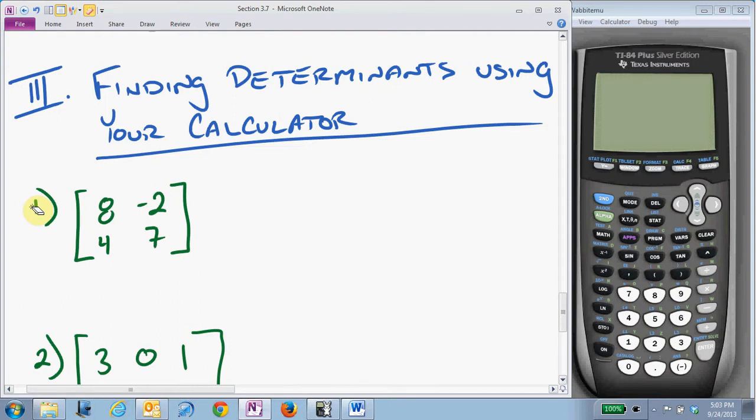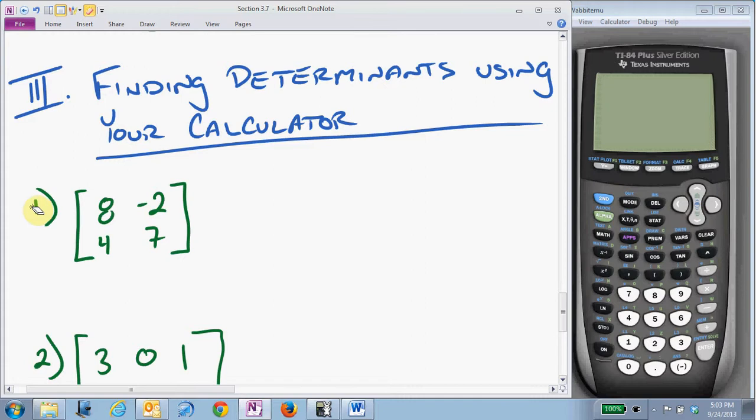This is section 3.7, part 4, where we are going to learn how to find determinants using our calculator. Up to this point, I had you finding determinants by hand. On all tests, quizzes, and homework, you have to do it by hand. The reason I'm showing you how to use a calculator is so you can easily check to see if you did it correctly or not.